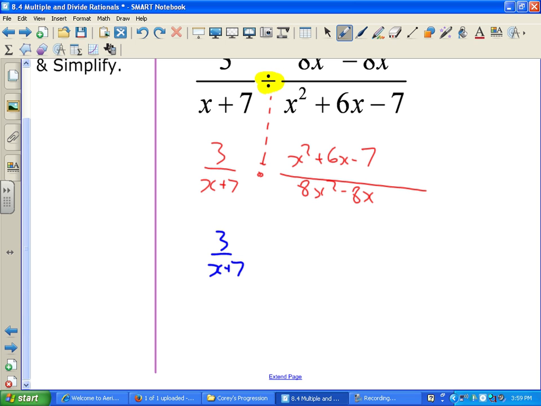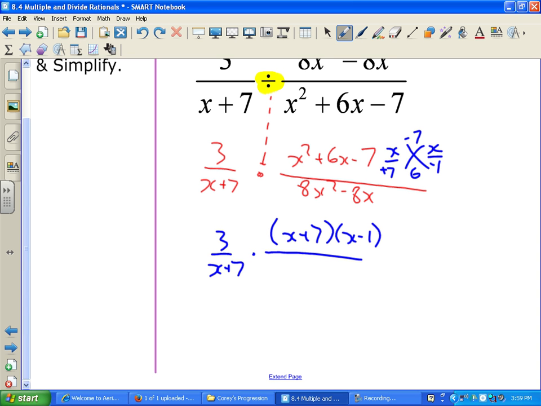3 over x plus 7 times, let's see, x squared plus 6x minus 7: negative 7, positive 6, x over, what do we got there? How about positive 7, negative 1. So that's going to factor to x plus 7 times x minus 1. Oops, I didn't write that right. X plus 7 times x minus 1.